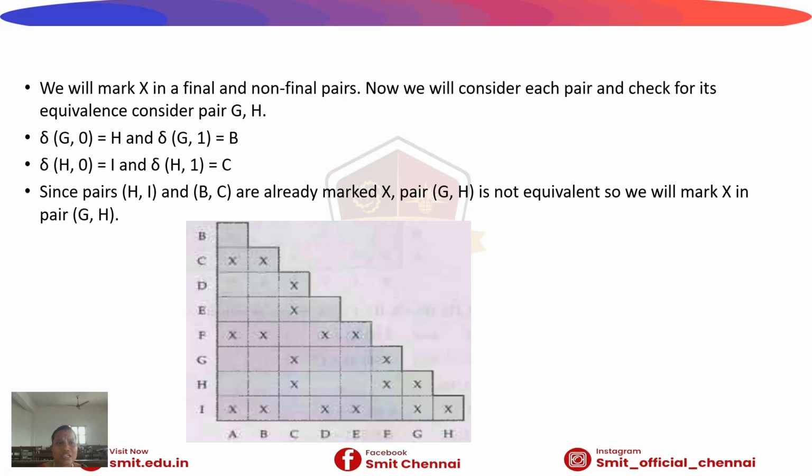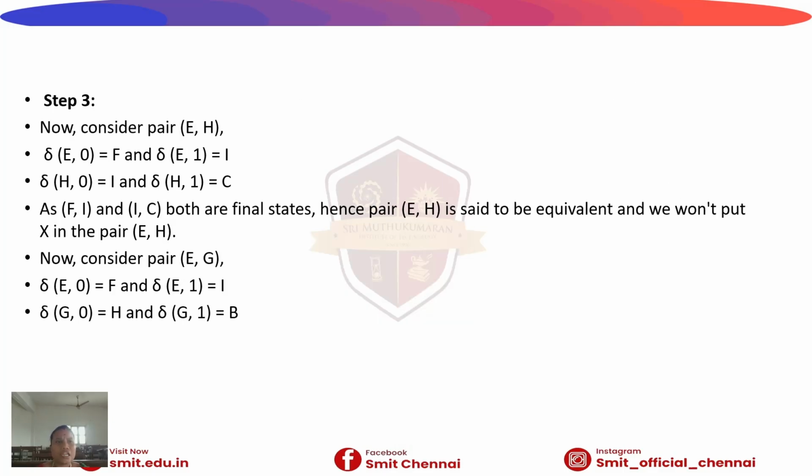Since the pair of H, I and B, C is already marked, so X is marked in pair GH, as it is not equivalent. So we will mark X in GH. Step 3: now we consider pair EH. EH, followed by 0 and 1 input symbols, goes to FI and IC. FI and IC both are final states. Hence pair E and H is said to be equivalent, and we won't put X in the pair of EH.